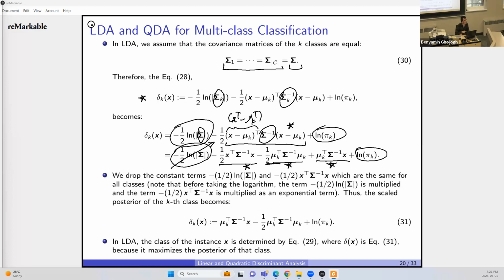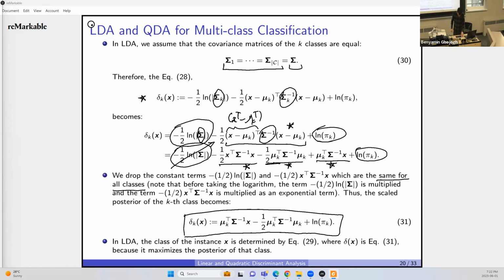Why couldn't I drop this for QDA? It actually depended on k. We had sigma_k in QDA. However, in LDA, all of them are sigma, so it doesn't depend on k anymore. So I can drop it in LDA. It becomes more simplified than QDA. Since these terms are the same for all classes, they can be dropped, and then it becomes more simplified to this equation. And this equation 31 is the equation of a line.